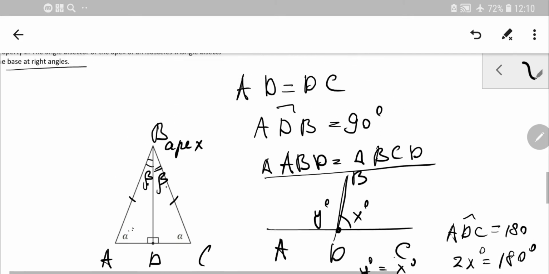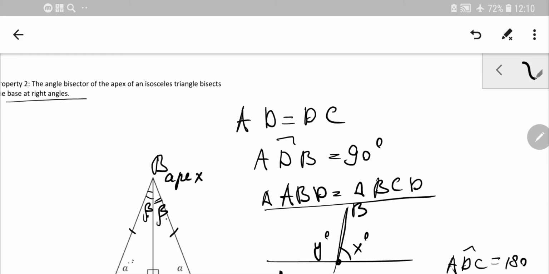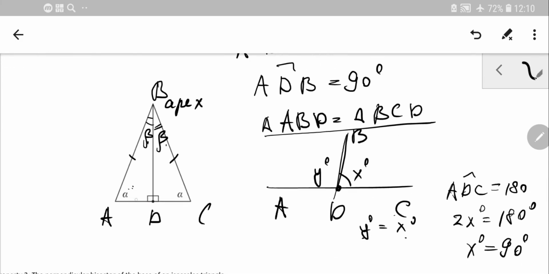And hence we prove that. We also prove, because the triangles are congruent, that segment AD will be equal to DC as well.